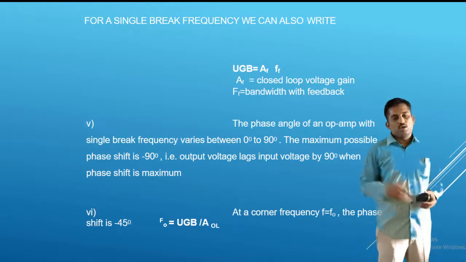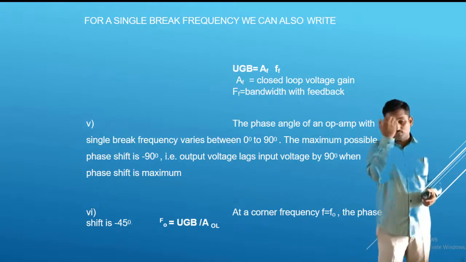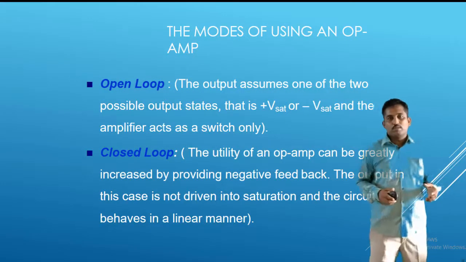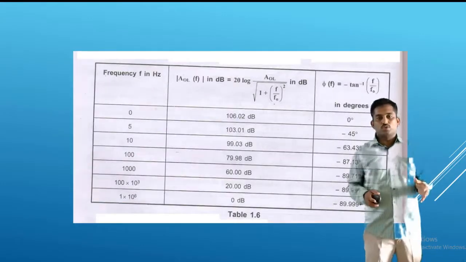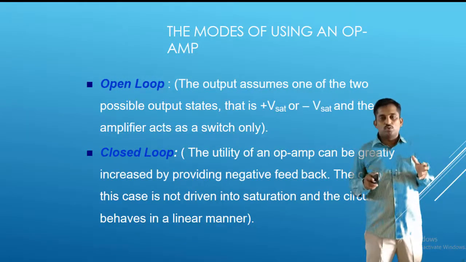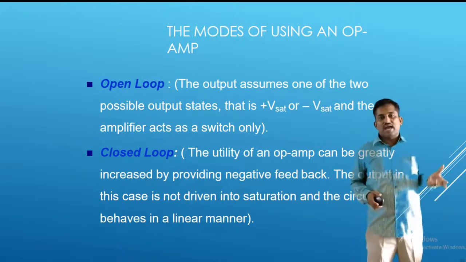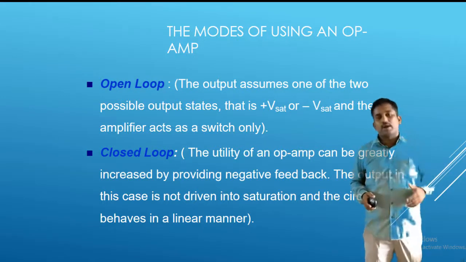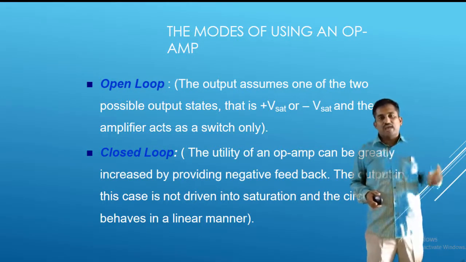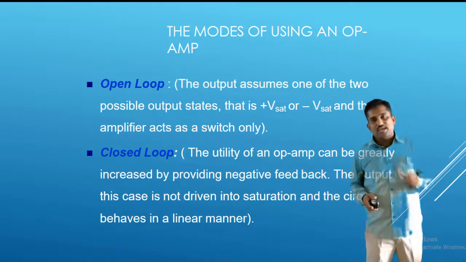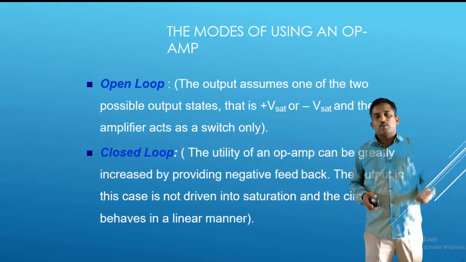Now coming to the modes of operation, the modes which we are going to use for op-amp. Mainly we are using 2 modes. One is the open loop op-amp and the other one is the closed loop op-amp. For the open loop op-amps there will be no feedback, whereas coming to the closed loop op-amps there will be a feedback from the output to the input, and that feedback may be a negative feedback or it may be a positive feedback.